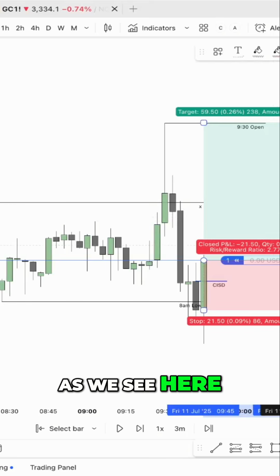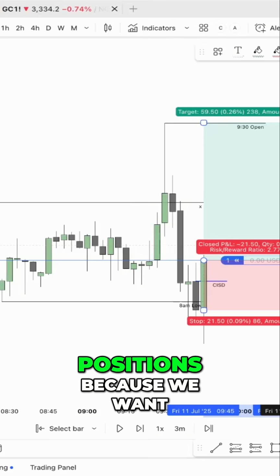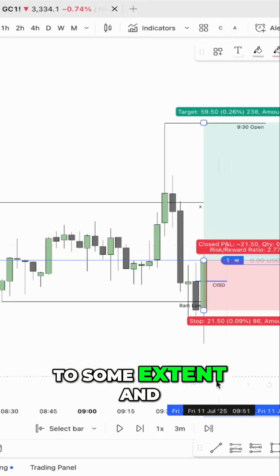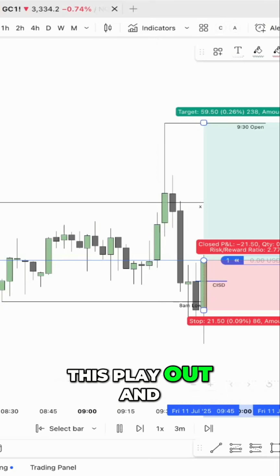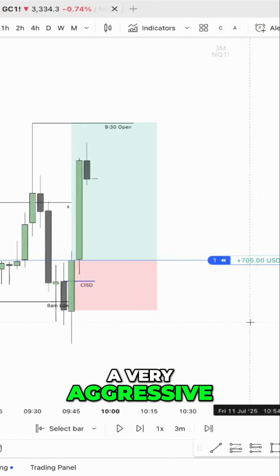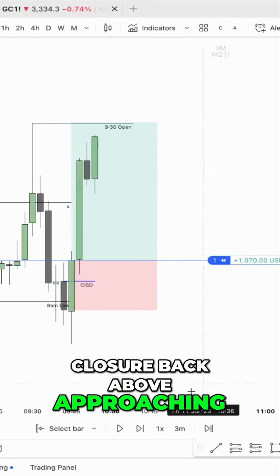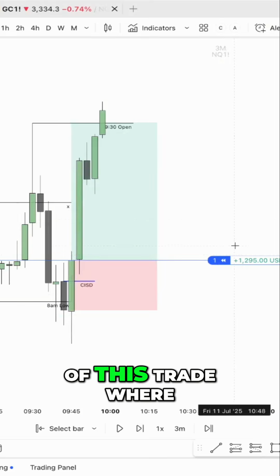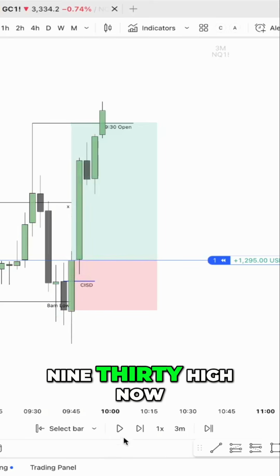And as we see here with all of my trades, I always like to shoot for a 2R on these positions because we want to remain consistent in terms of risk management to some extent. And now we'll just let this play out and see what happens for this long setup. We see here, we get a very aggressive closure back above, approaching this 930 high, until finally we were taken out of this trade where we swept out that 930 high.